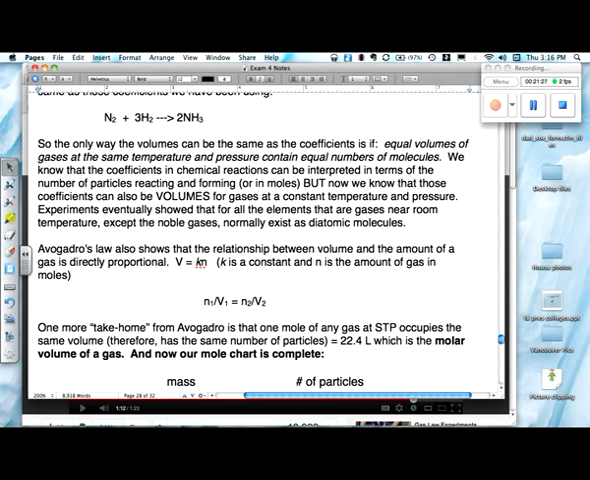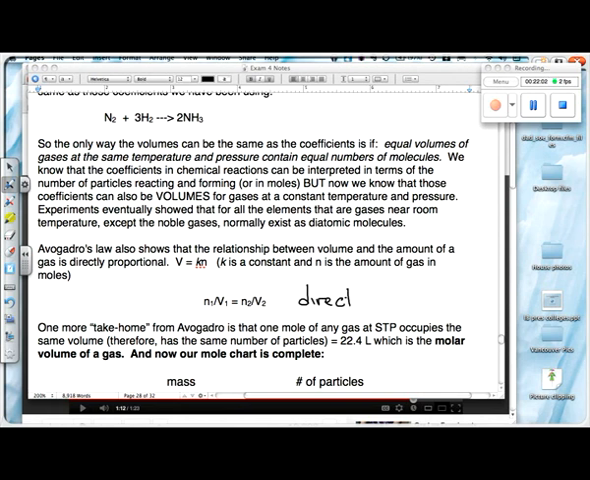The only way the volumes can be the same as the coefficients is if equal volumes of gases at the same temperature and pressure contain equal numbers of molecules. You know how the mole contains equal numbers of molecules? So volumes of gases at the same temperature and pressure also contain the same number of molecules. Avogadro's law also shows that the relationship between volume and the amount of gas is directly proportional: volume equals a constant times n. So once again, we have a directly proportional equation like we had with both Charles' law and Gay-Lussac's law.